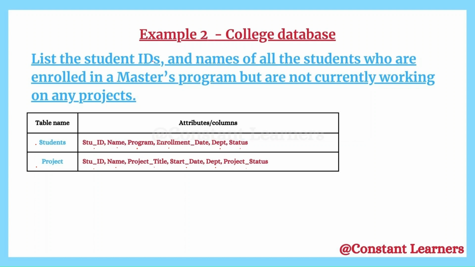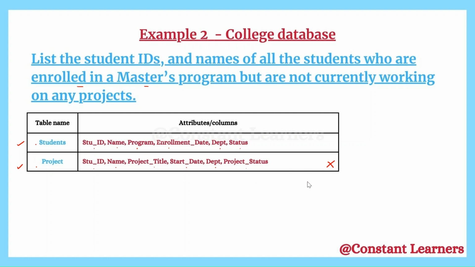Now, we need to write a query to list the student IDs and names of all the students who are enrolled in a master's program but are not currently working on any projects. So the students table gives us all the students who are enrolled in the master's program. All right. And the project table gives us the names of all the students who are working on some kind of project. Now, we need the student IDs and names of all the students who are enrolled in the master's program but are not working on any project, right?